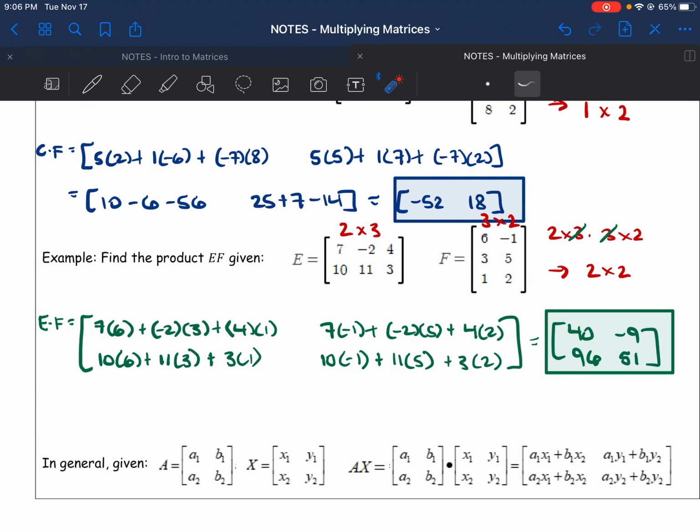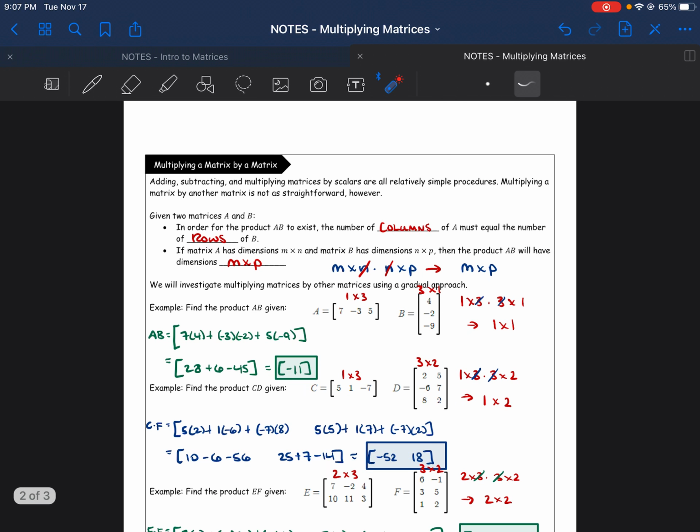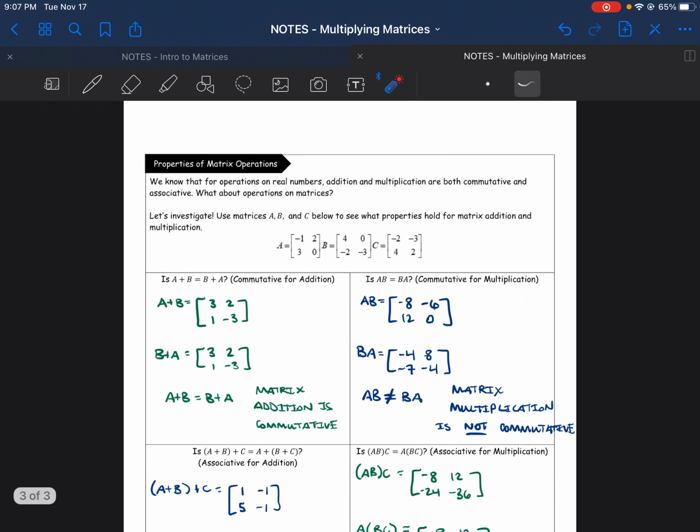Now, in general, you see our equation right down here at the bottom, and notice that in general, this is the formula for a 2 by 2 matrix multiplied by a 2 by 2 matrix, but the pattern is consistent no matter the dimensions you're multiplying by, as long as the dimensions can be multiplied. Okay, and again, in order for matrices to be multiplied, the columns of the first matrix must be the same as the rows of the second matrix.